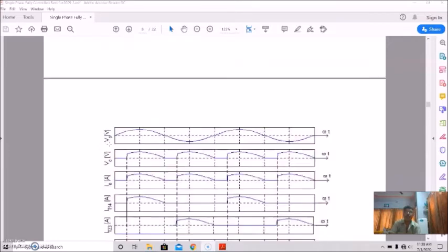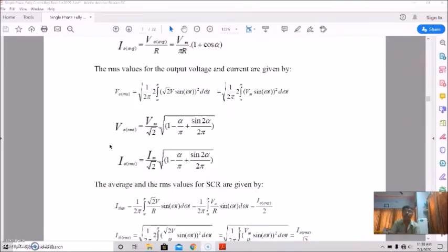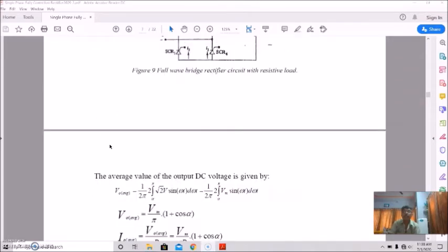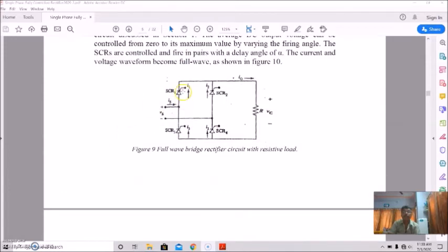So this is for thyristors 1 and 4. If we go to the circuit diagram, it will be like this. This is forward biased, positive voltage is induced, and through this it will conduct. For the negative half, this will be negative, and it will be like this.